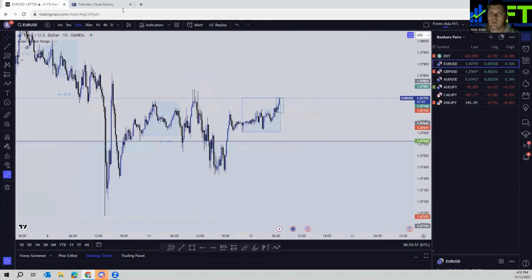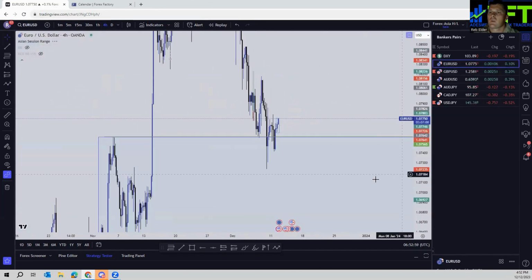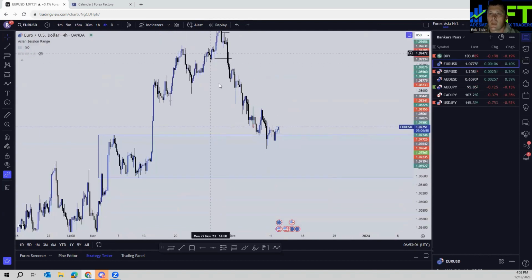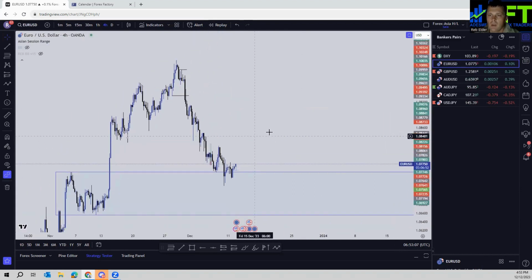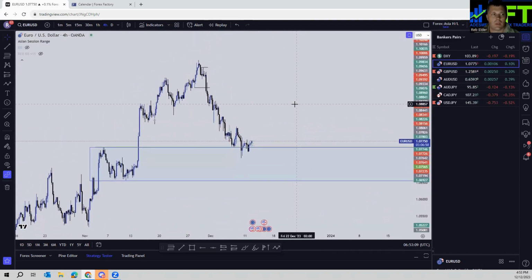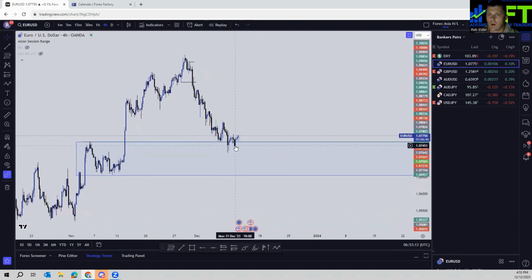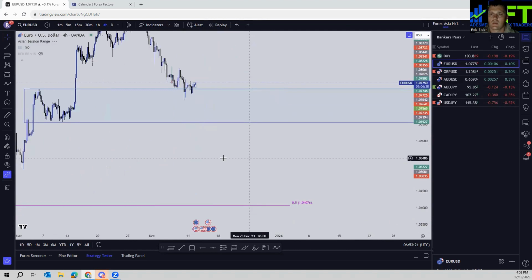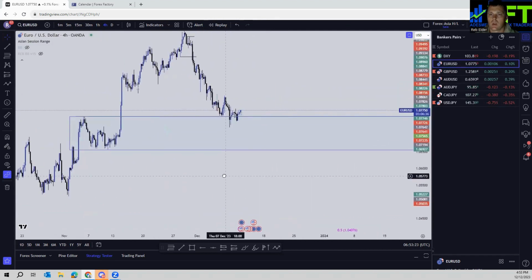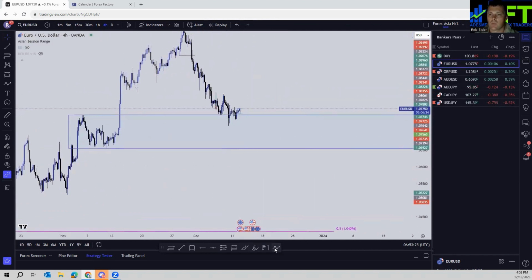Over onto Euro USD, we'll jump on the 4-hour again. We can see here on Euro, we have come down and filled virtually all of that imbalance. So at the moment, Euro for me is primed to go long. But again, understanding where we're at on the Dixie, we may still have a bit of short-term pullback to happen at this point.